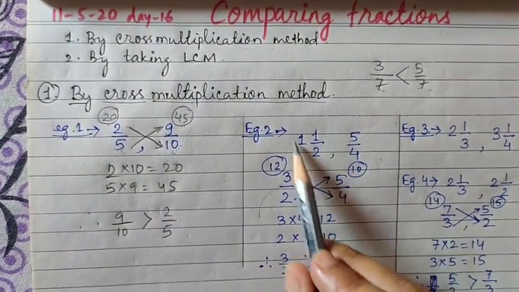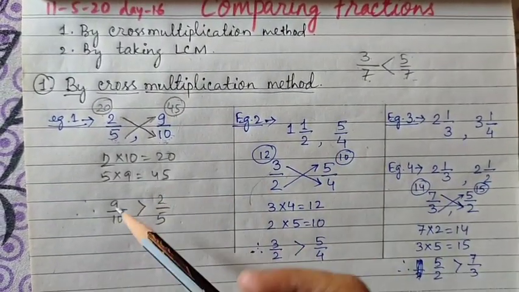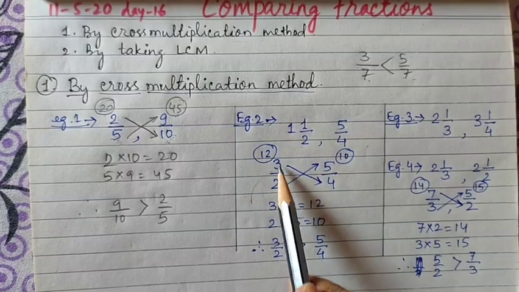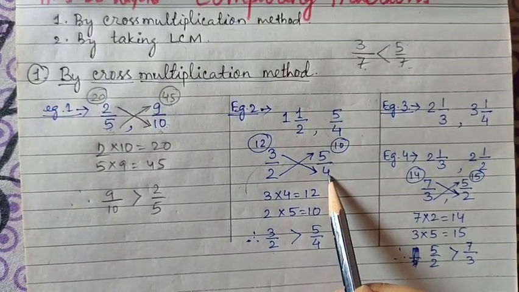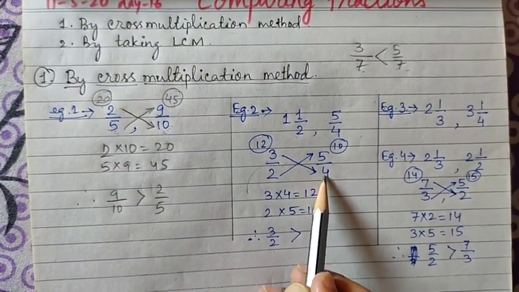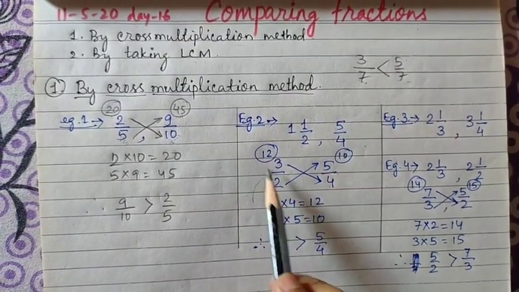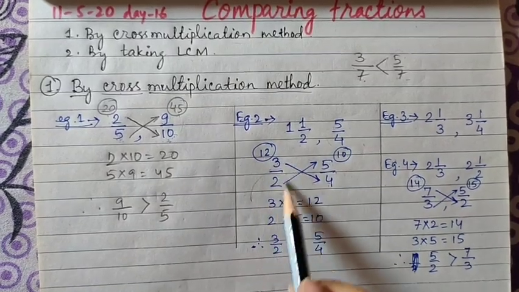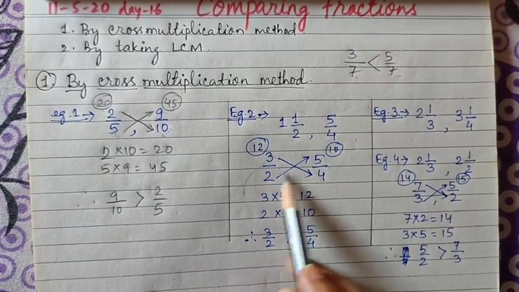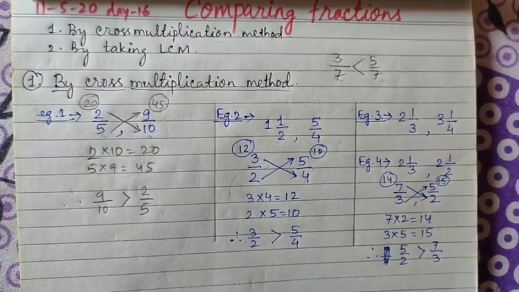Suppose you have been given one mixed number and a fraction, an improper fraction or a proper fraction. Then how to do? You have to proceed the same way. First you have to convert into an improper fraction. 2 ones are 2 plus 1, 3, 3 by 2, and the second one is 5 by 4. Now write the cross sign, and 3 multiplied by 4 is 12, 2 multiplied by 5 is 10. तो किसके सर के ऊपर बड़ा नंबर है? 3 4s are 12 is greater. So इस साइड के पास बड़ा प्रोडक्ट है, so 3 by 2 is greater. So you just write 3 4s are 12, 2 5s are 10. Therefore 3 by 2 is greater than 5 by 4.